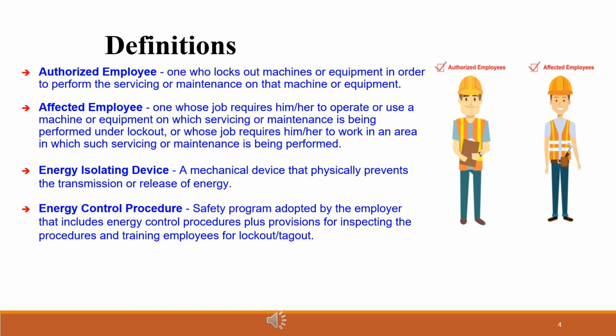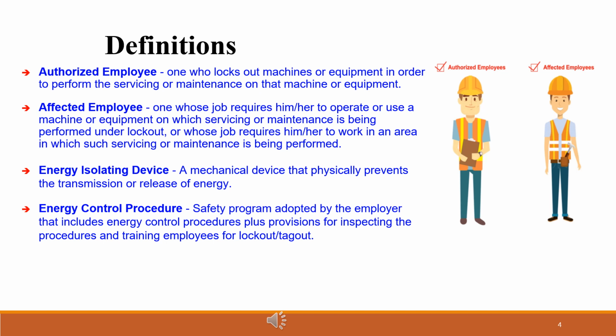In this part we will learn some key definitions in the LOTO procedure. Authorized employee: one who locks out machines or equipment in order to perform servicing or maintenance on that machine or equipment. Affected employee: one whose job requires him or her to operate or use a machine or equipment on which servicing or maintenance is being performed under lockout, or whose job requires him or her to work in an area in which such servicing or maintenance is being performed.